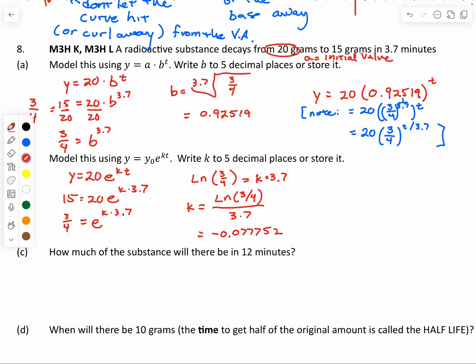Okay, so a note: K is negative when the amount decreases, and B is less than 1 if the amount decreases. Okay, so final answer.